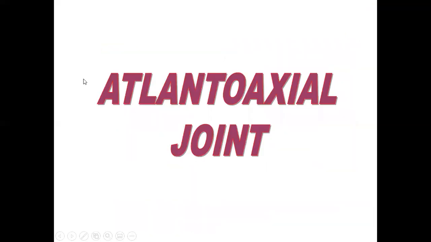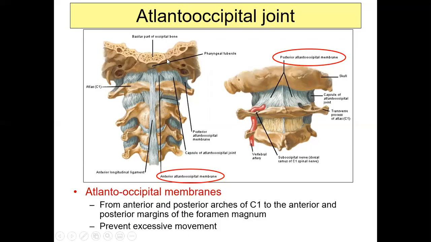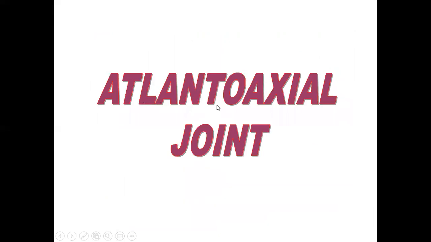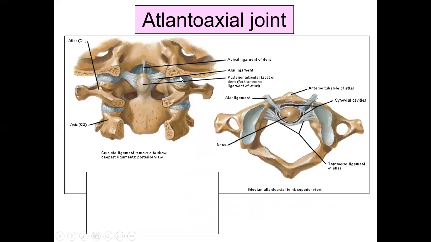Okay, and now we're going to move to the next joint, the atlanto-axial joint. Because now we have discussed the atlanto-occipital joint, between cervical number 1 and the occipital bone. But here it is between the atlas and the axis bone. The atlanto-axial joint is a synovial joint. You can see here, this is a synovial joint. There is no intervertebral disc present, and the movement that happens here is rotation.